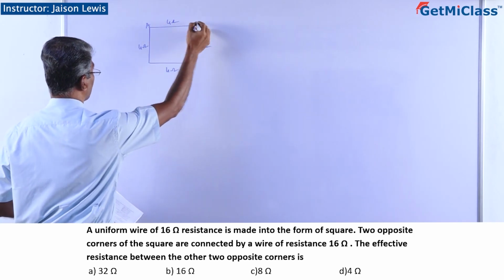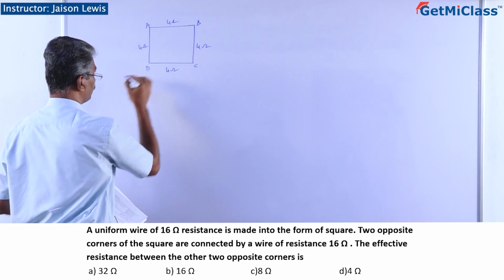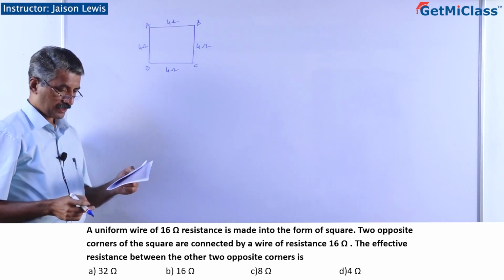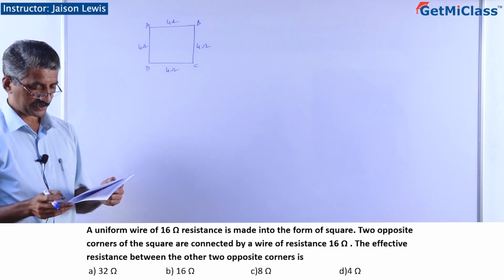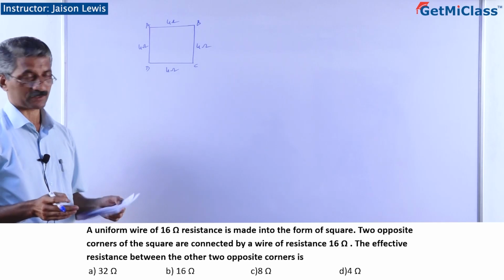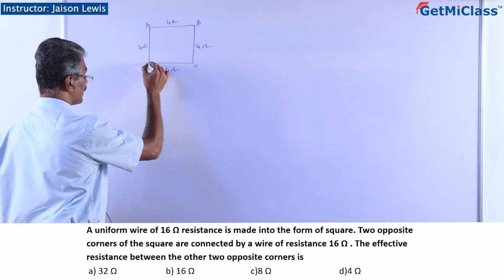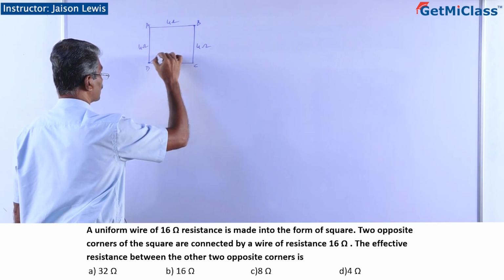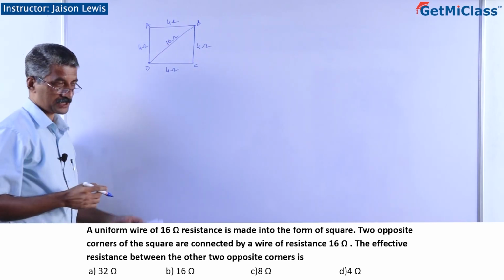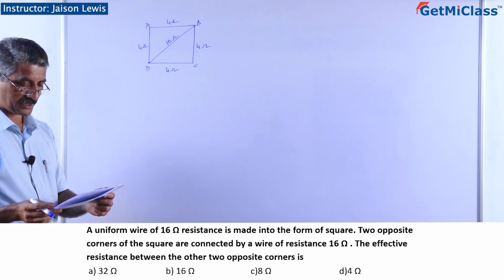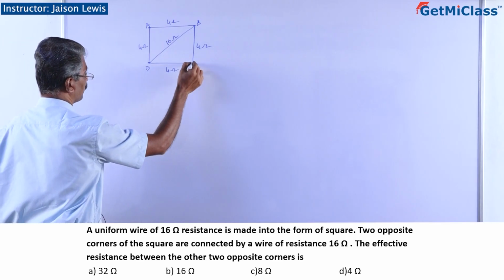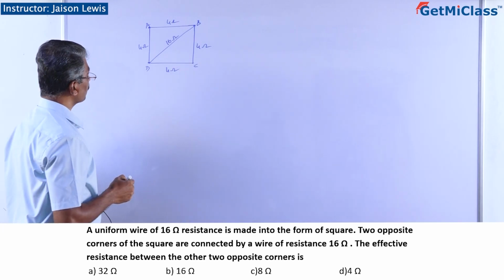Let me name these corners A, B, C and D. So the total resistance becomes 16. There is one more wire having resistance 16 ohm, connected to the opposite corners. Maybe I'll take B and D, these two corners connected by a wire whose resistance is 16 ohm. Now the question is to find the effective resistance between the remaining two opposite corners, that is between A and C.